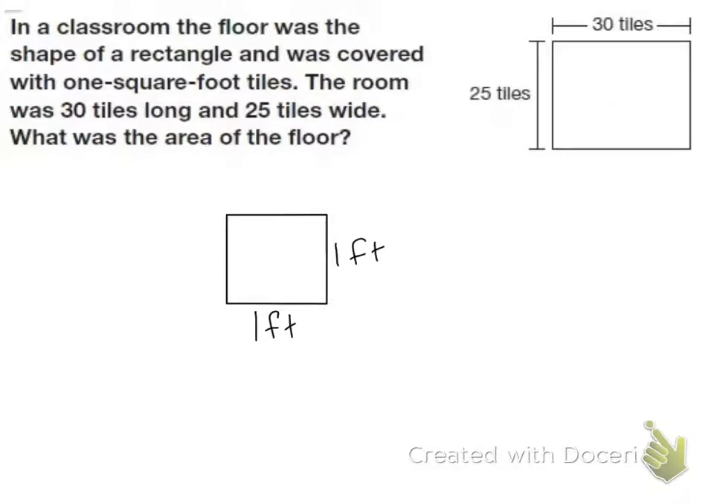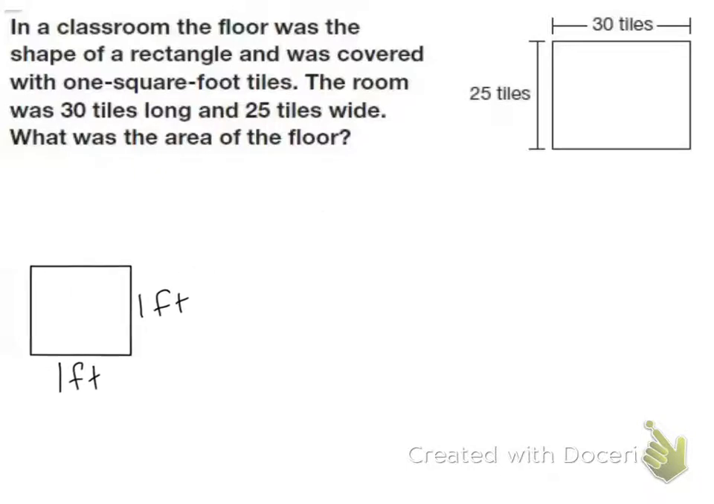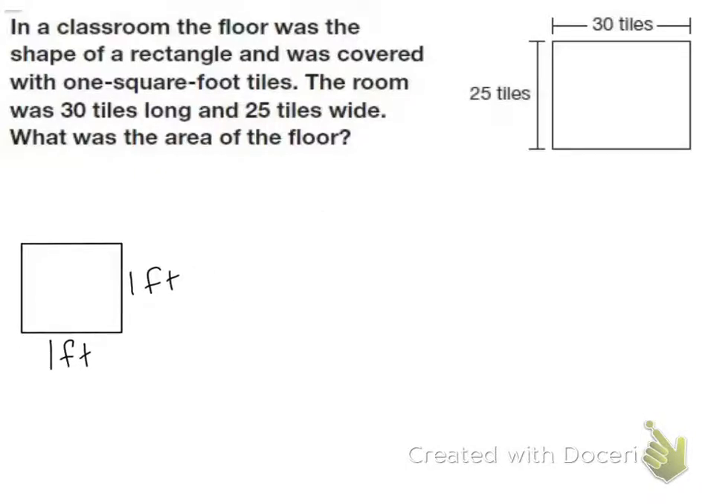In a classroom, the floor was the shape of a rectangle and was covered by 1 square foot tiles. The room was 30 tiles long and 25 tiles wide. What is the area of the floor? To find the number of tiles it would take to cover this room, we would be looking for the area. And to find the area of the room, we have to multiply the length times the width. So we're going to do 25 times 30.